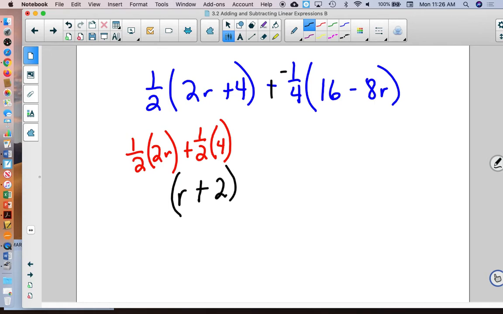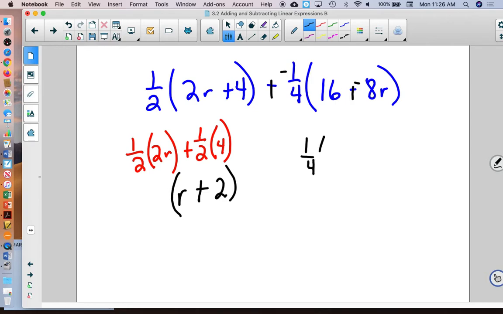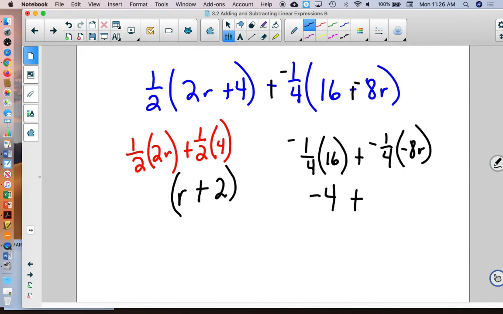Times, well, I've got 16 minus 8r. What do I do with the minus 8r? Add opposite. Now is it 16 plus negative 8r? Now, negative 1/4 times 16 plus negative 1/4 times negative 8r. What is 1/4 times 16? And that's a negative 1/4. Negative 4 plus negative 1/4 times negative 8. 2. So there's my new statement. Do you agree? And now I'm adding those two together.